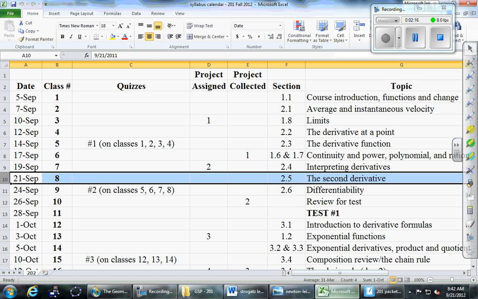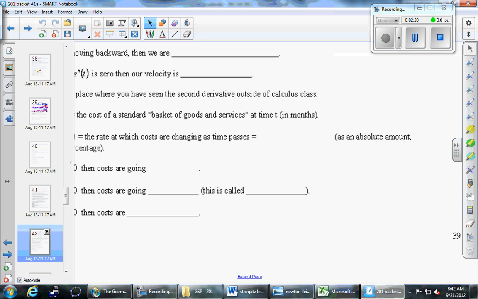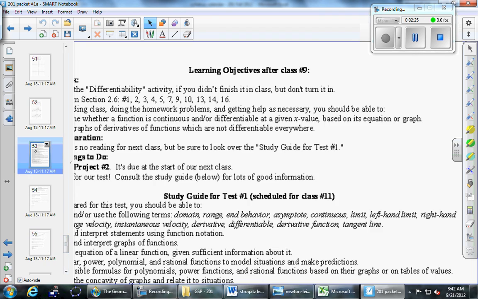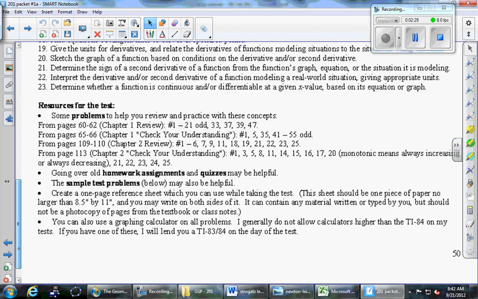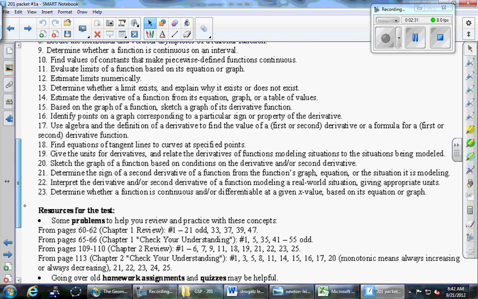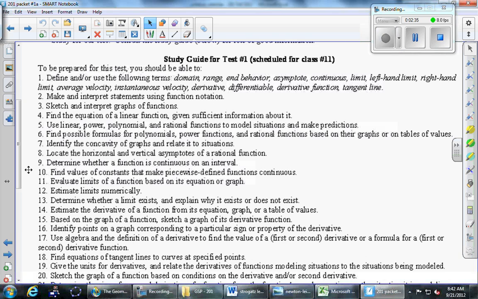Yes, let's take a look at the study guide for test number 1. I don't know exactly where it is, but it's a little further on in the packet. If somebody has a page for me, let me know. There it is. 50. Yeah, it starts on 50. So also not too early to start studying for the test, and there are references to this study guide. It starts on page 50.